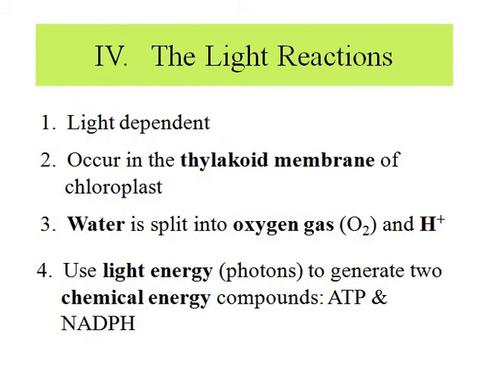Now we will discuss the light reaction in detail. As I have mentioned before, the process of light reaction is light dependent. It occurs in the thylakoid membrane of the chloroplast. Here, in the presence of light, the water molecule is split into oxygen and a proton. The light energy, or the photons, are used to generate two chemical compounds, that is ATP and NADPH, and these two compounds function as a source of energy for the dark phase, or light independent phase.